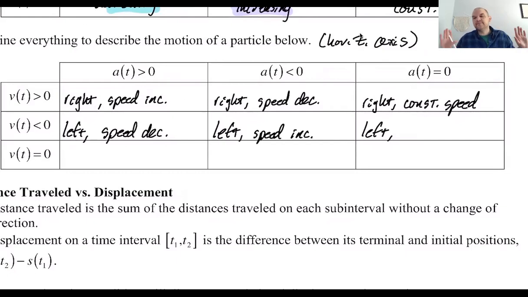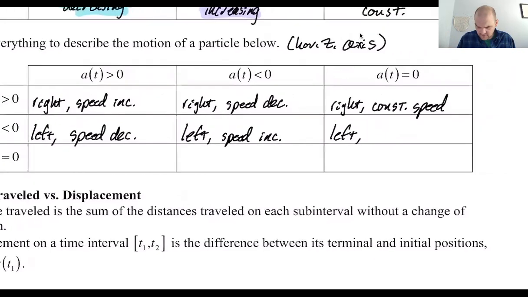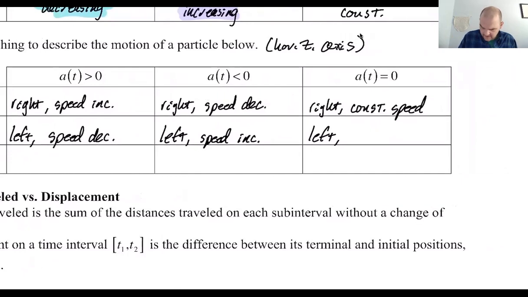Here, if a of t is 0, then speed is constant. It's really annoying that I wrote constant speed the first time and then speed constant the second time, but what are you going to do?